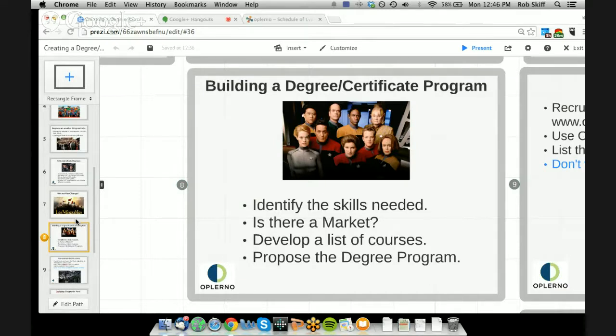So again, if you were to offer a degree in philosophy, what kind of skills does the philosopher need? Okay, what kind of skills, and what I mean by that is also content areas. What's the general understanding of what you would need to really have a good understanding of that discipline?